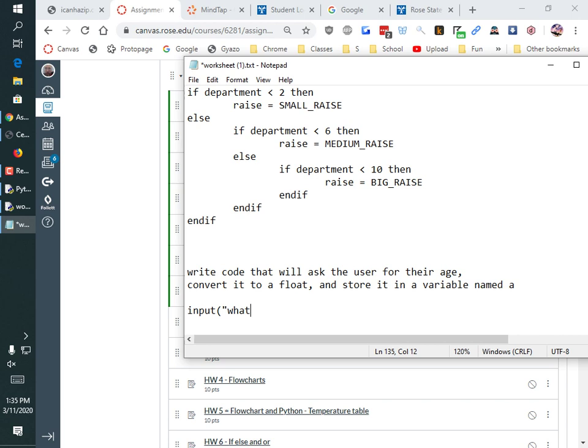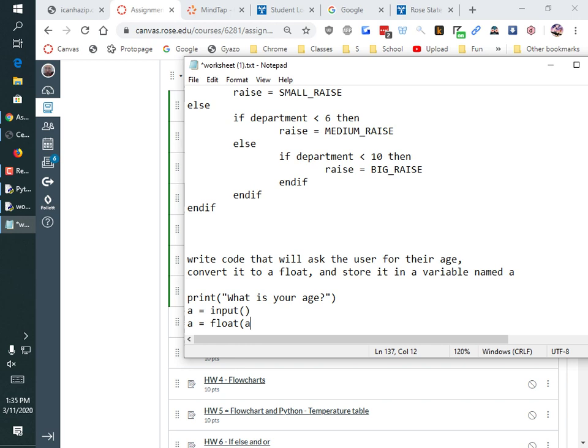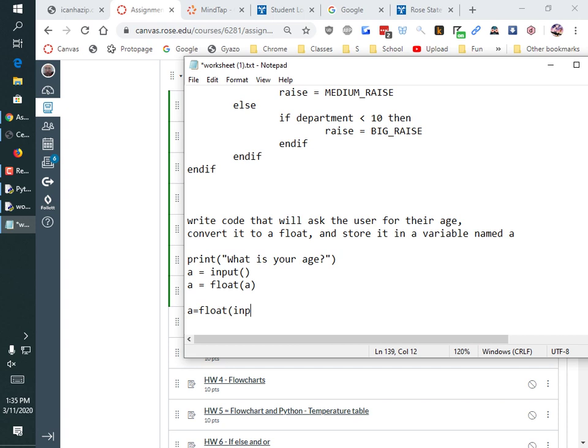Now remember, there's always like three ways of doing these things, and I don't want to take too long because we're coming out of time, but I could have done this. This is one possibility. I could do it in three steps. What is your age, right? And then on the next line, I could have my input statement, A is equal to input. And then on my third line, I could do the conversion to float. A is equal to float A. Now, that sure is a lot of typing. I'd rather do this. A is equal to float, parentheses, input, parentheses, quote, what is your age? See, much rather type that.